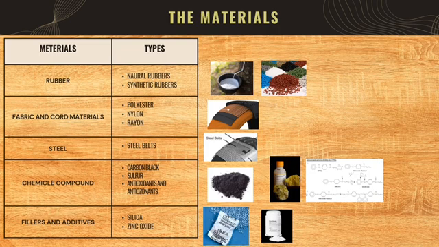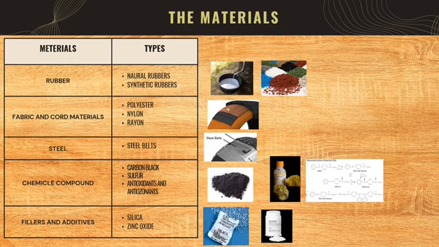My name is AIMAN SYAIRAZI bin ROSLI. Today, I would like to give an example about the materials used in the tire process. First thing first, the tire process has 5 materials. The first one is the rubber. The types used are natural rubber and synthetic rubber. Second, fabric and cord materials. The types are polyester, nylon, and rayon.